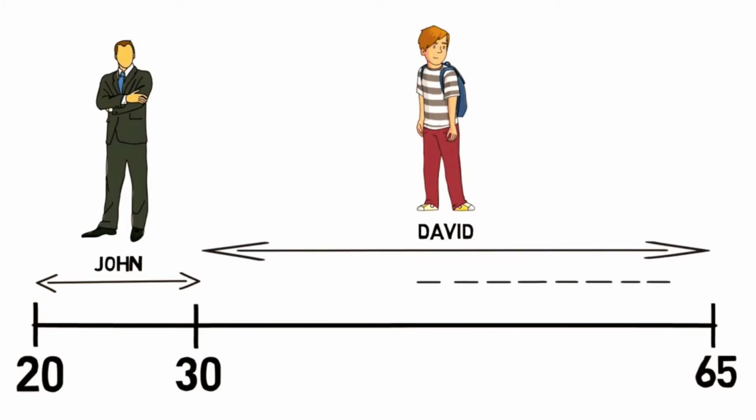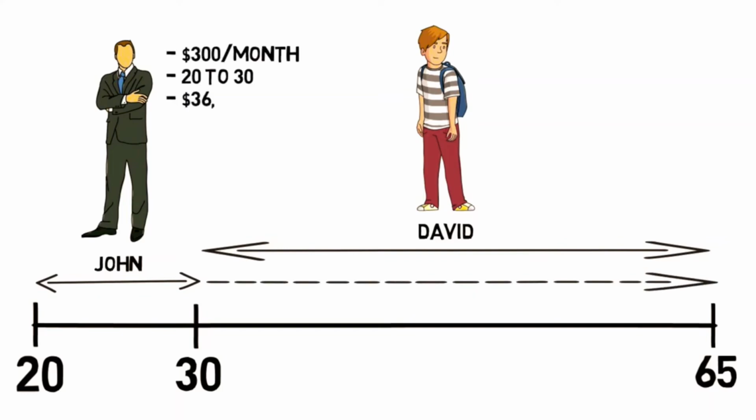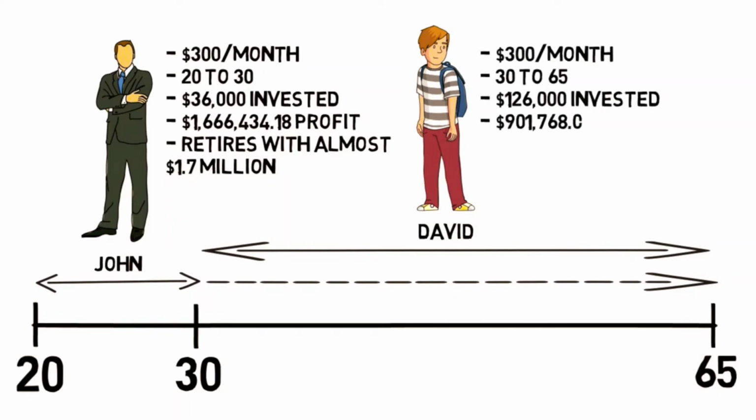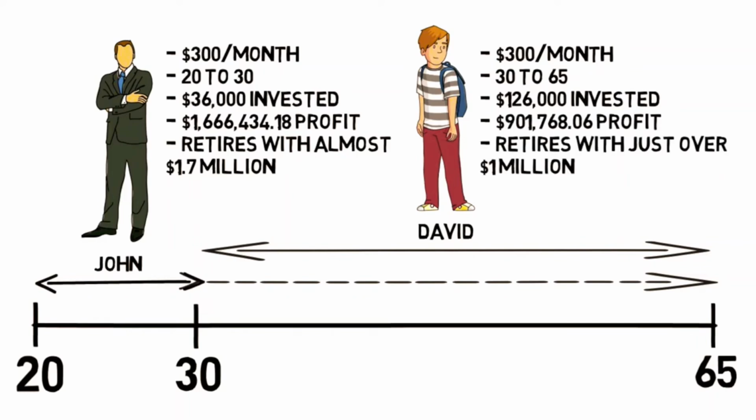By the time John is 65, he will have invested a total of $36,000, and with 45 years of annual compounding will have made $1,666,434.18 profit, totaling his investment at just under $1.7 million. David, on the other hand, will have invested a total of $126,000 and will only have made $901,768.06 profit, totaling his investment at just over $1 million. Just by starting his investing 10 years later, David spent $90,000 more than John and made almost $700,000 less.